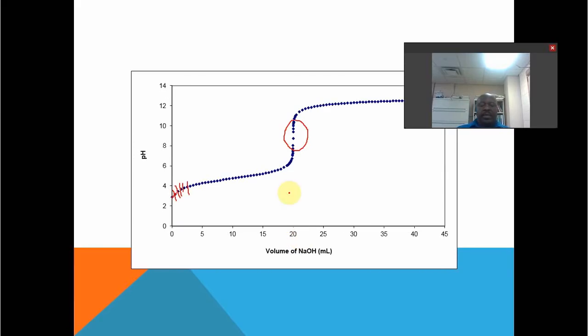Go back here. Here, the slope between adjacent points increases very much, and so we're looking at the inflection point. That's what we're looking for. That's where the slope stops increasing and starts decreasing, and so that maximum there is the equivalence point.